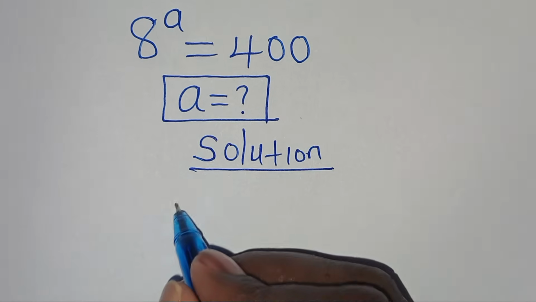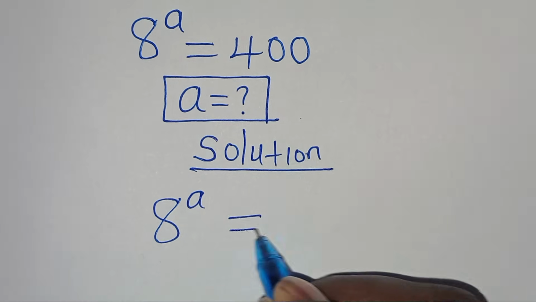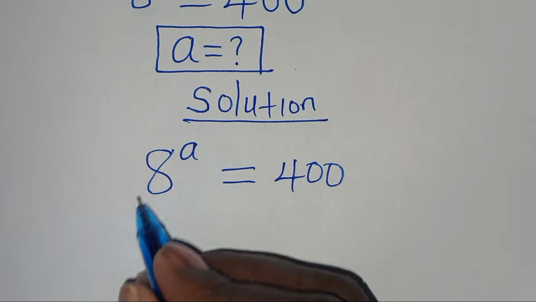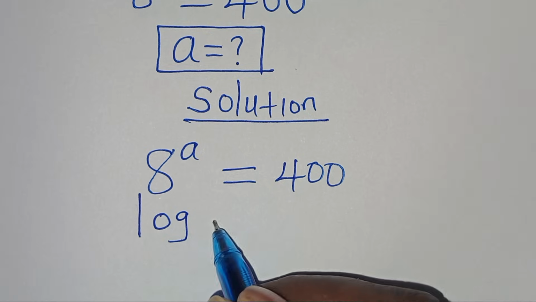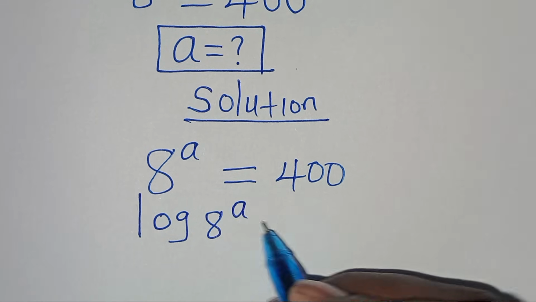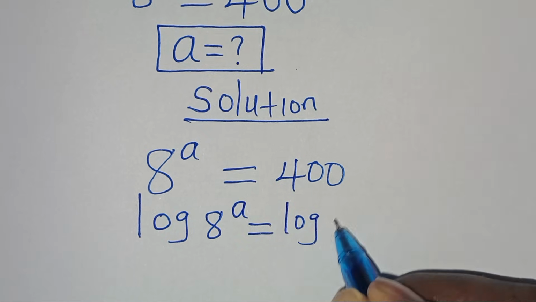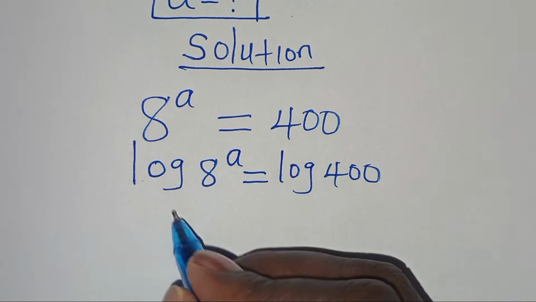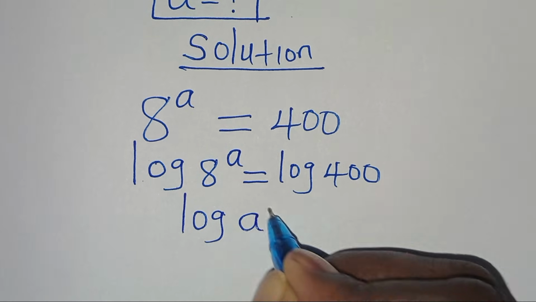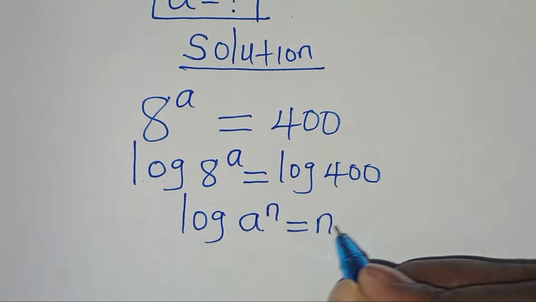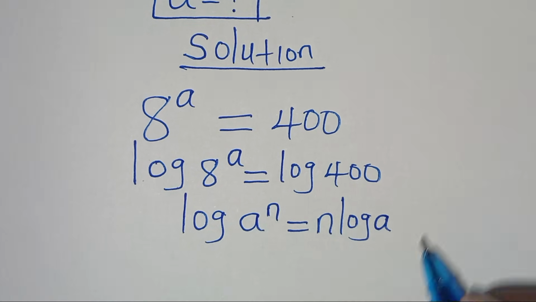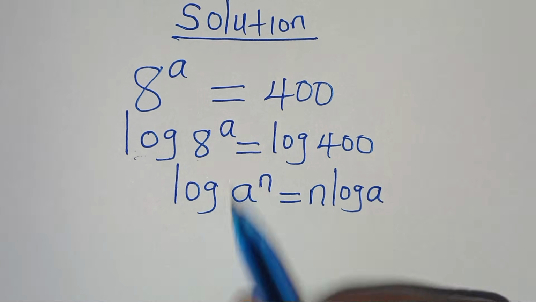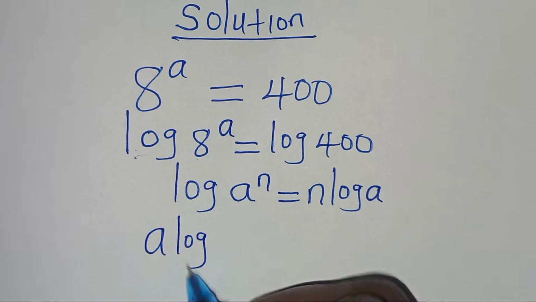Now we have 8 to the power of a equals 400. To solve for a, let's introduce logarithm on both sides. We have log 8 to the power of a equals log 400. Log 8 to the power of a is in the form of log a to the power of n, which we can express as n log a. Applying this power rule property of logarithm, log 8 to the power of a becomes a log 8.